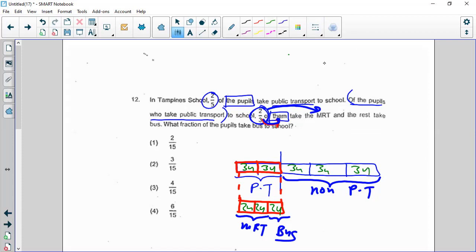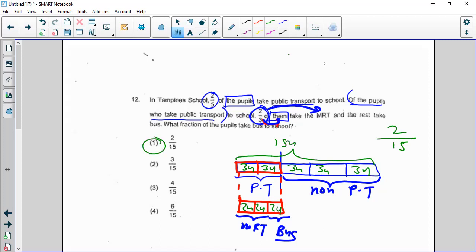Okay, so now let me ask Alistair, do I need to do any steps to get my answer? No need. So what fraction of all the pupils? Then you count all the units right over here. How many units of pupils are there altogether? Which is 15 units of pupils altogether. Take the bus, which is 2 units. Do I have any steps? I don't have any steps. So the answer is what? 2 over 15, right? 2 over 15 of the pupils take the bus to school.